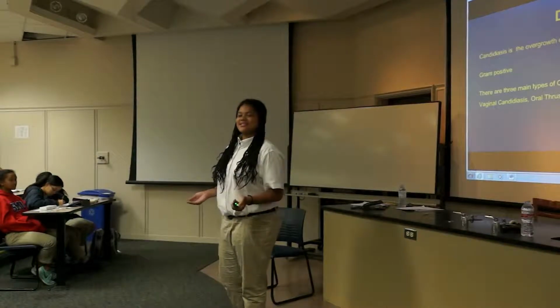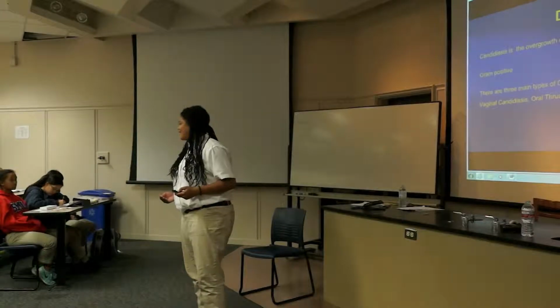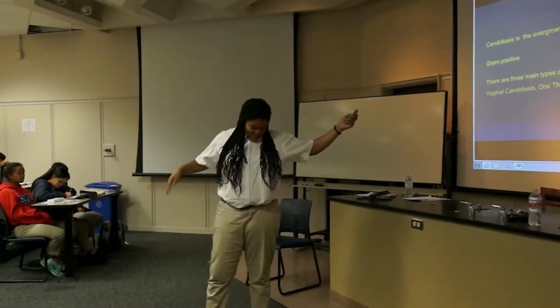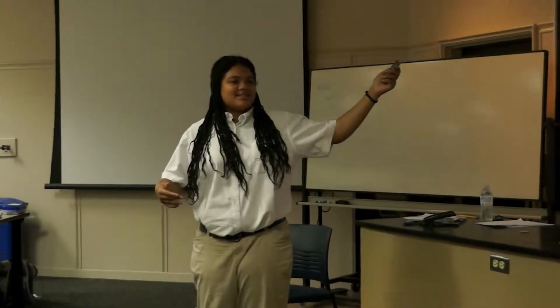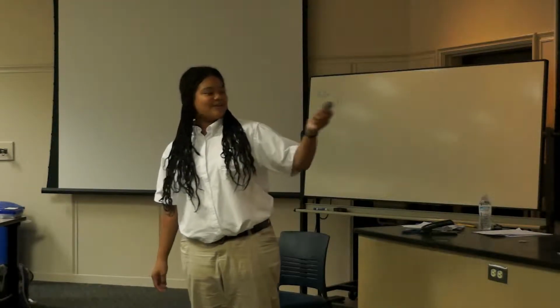Definition. What is candidiasis? Candidiasis is the overgrowth of a yeast-like fungi called Candida albicans. Now there are many other yeast-like fungi, but this is the most prevalent one. This infection is gram-positive. Now there are three main types of candidiasis: vaginal candidiasis, oral thrush, and finally the candidiasis of the skin. I'll be giving you an overview of all of these today.